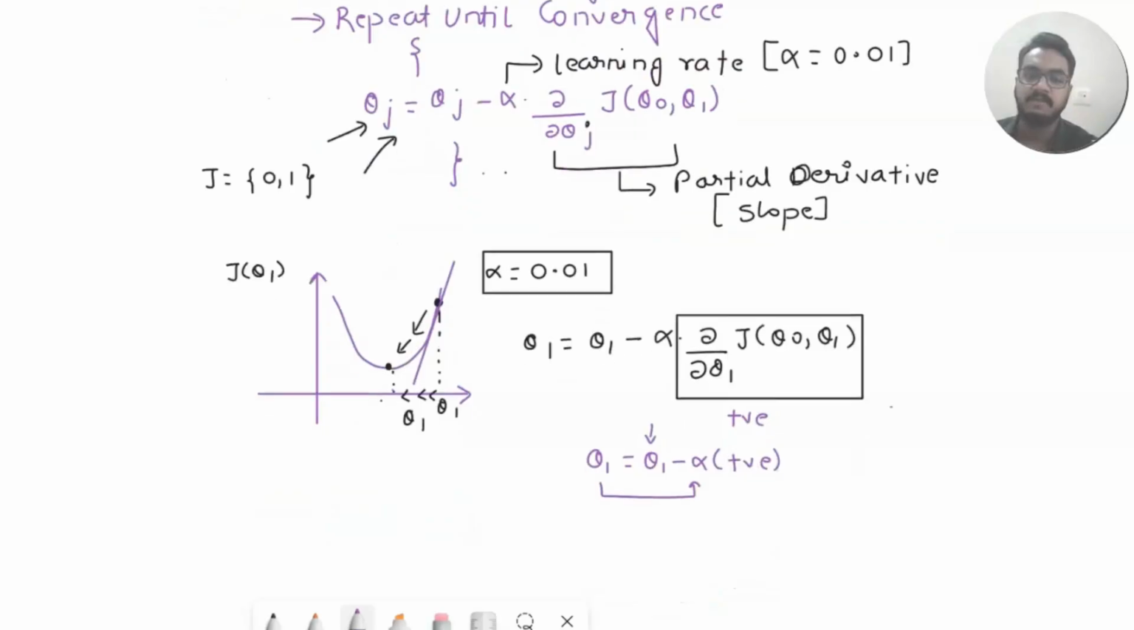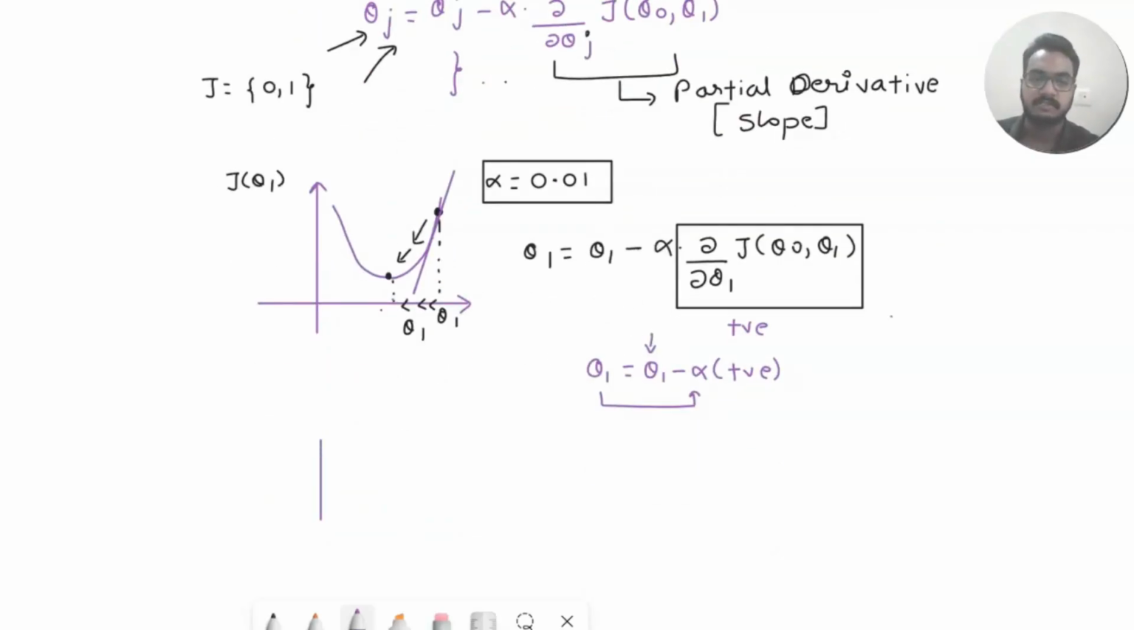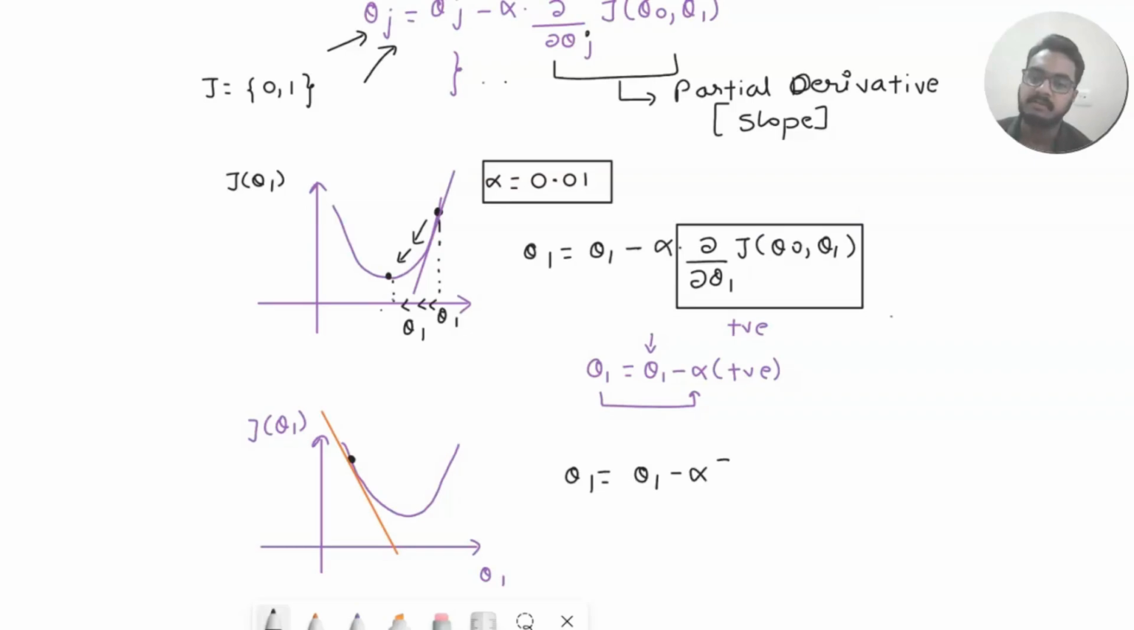We can have the other case as well. Let us consider the second case. It will be like theta 1 versus J of theta 1. This is the gradient descent curve, and now let us say we are at this point. If we draw a tangent at this point, it will have a negative slope, correct? Since the slope is negative, and again if we write the expression theta 1 minus alpha times the slope, negative times negative becomes positive. So theta 1 plus some positive value is what we get.